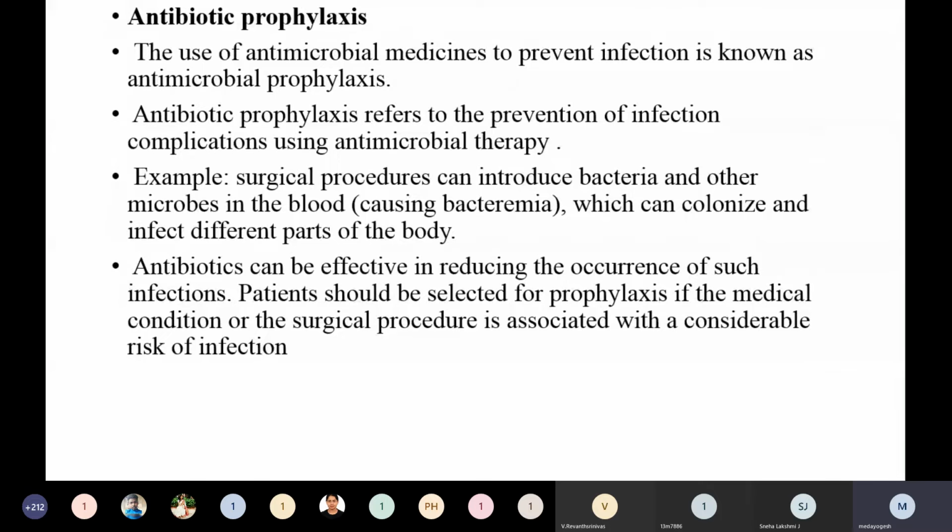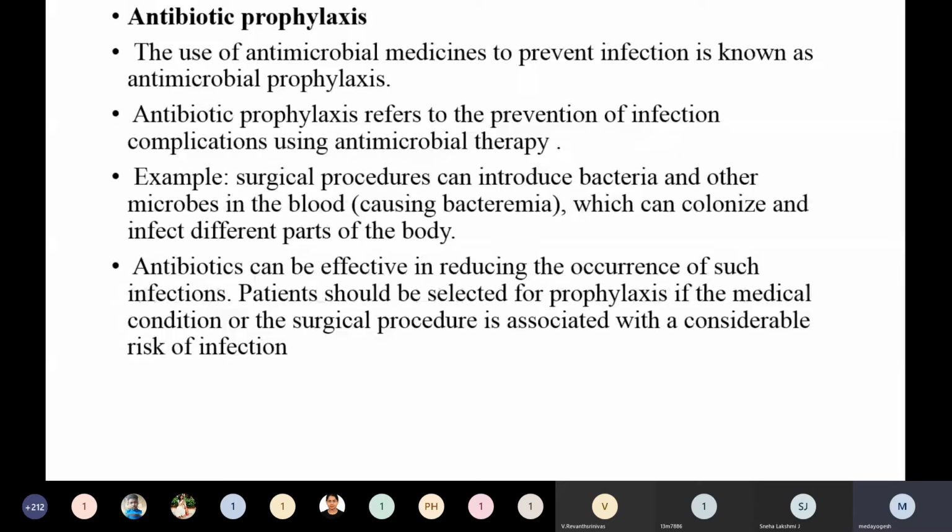By doing this, we are preventing infection complications using antimicrobial therapy. Because whenever you are incising, the surgical procedures can introduce bacteria into the blood, leading to bacteremia, which can colonize and infect different parts of the body. So by giving surgical prophylaxis, we can reduce the occurrence of such infections.